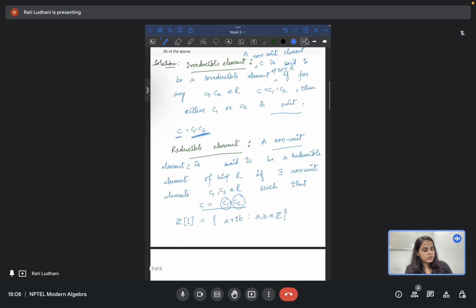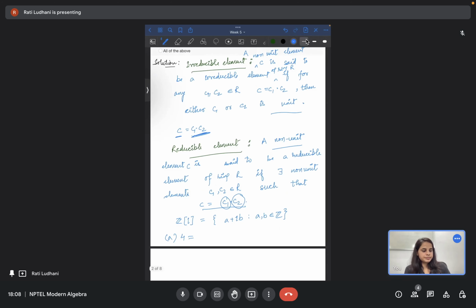So can you tell me what you can do with 4? Can you write 4 as the product of two non-unit elements? 2 into 2, yes, exactly. Very good. So 4 is equal to 2 into 2, and these are non-unit. Why? Because there is no inverse which you can have for 2. So is there something that 2 multiplied by gives 1?